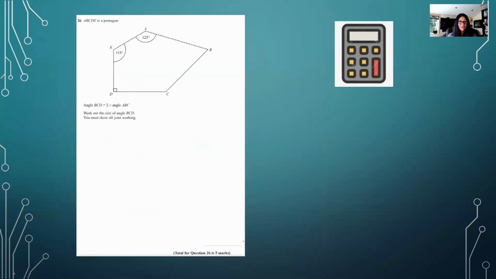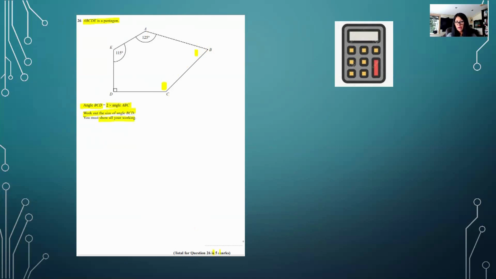Okay, the next question is an LXL question, and this time we have a pentagon. We're told in the question that ABCD is a pentagon. A pentagon's got 1, 2, 3, 4, 5 sides. And we're told that angle BCD, that's that one there, is 2 lots of angle ABC, that one there. Work out the size of angle BCD. You must show all your workings.